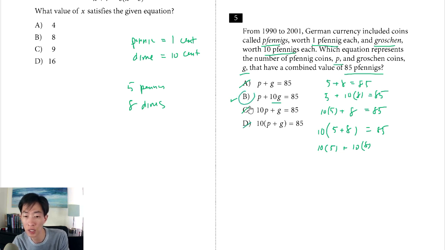So overall, I think it should have been obvious to you that you're going to be multiplying one of these letters, P or G, by 10. You might have gotten confused between B and C, but if that happens, just use something that you know, like pennies and dimes, and then test out numbers. That'll keep you from getting confused.